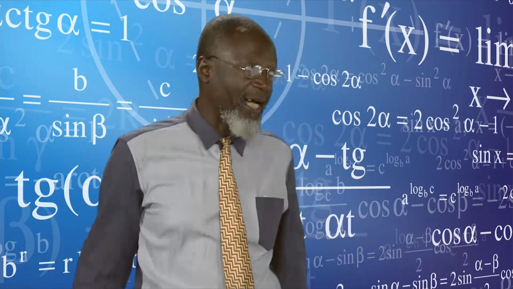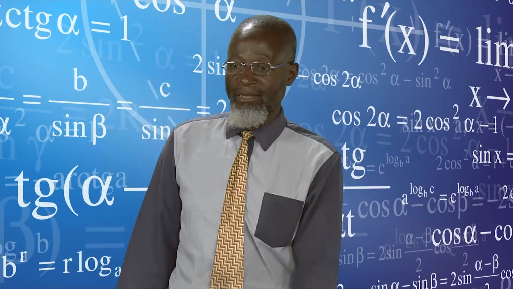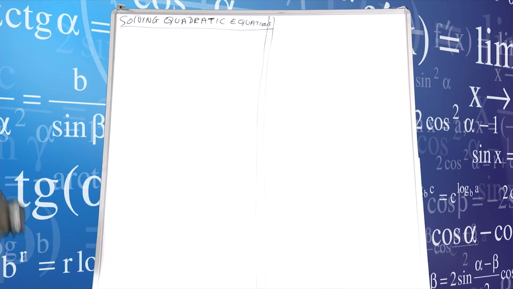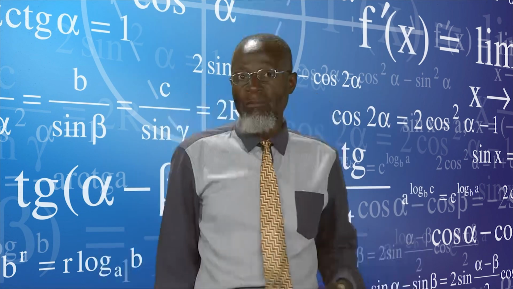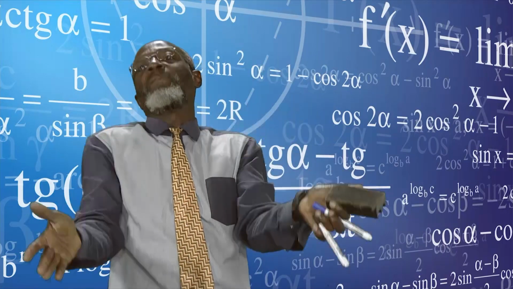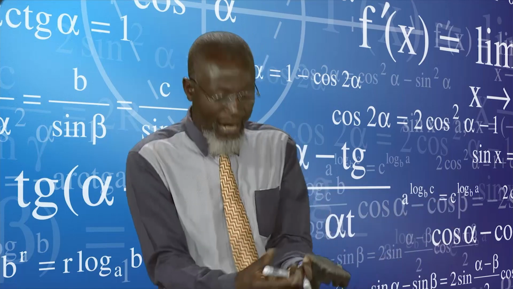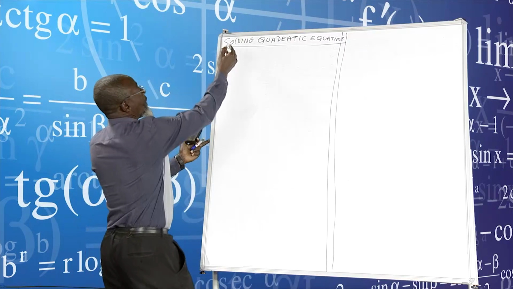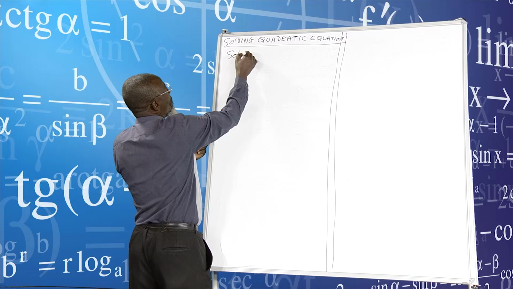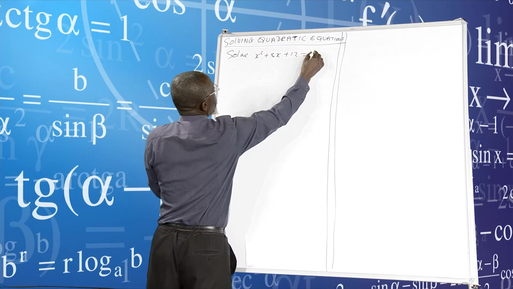Right. This time around we want to talk about solving quadratic equations. I remember at one time I talked about factorization, and I said we'll also proceed with those because we will need them later. Tikati solve, for example: solve x squared plus 8x plus 12 equal to 0.